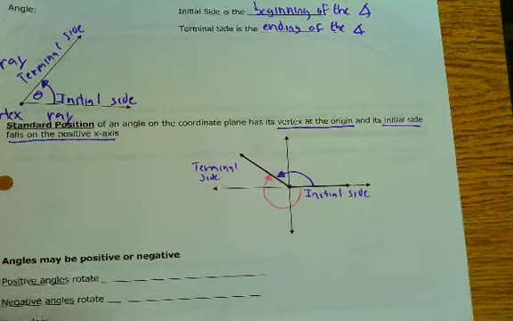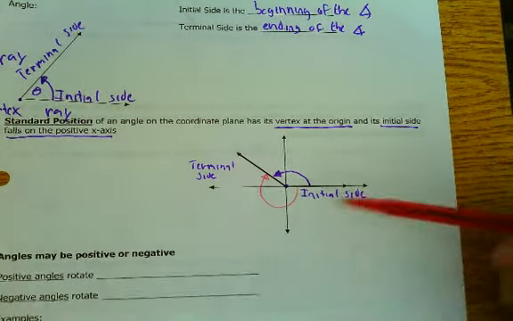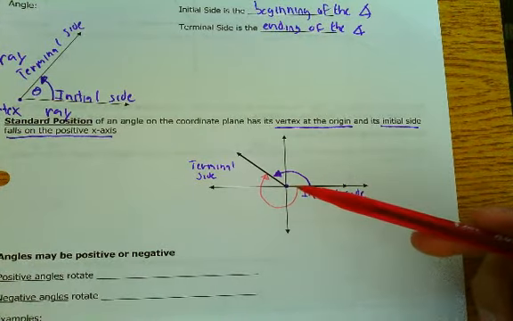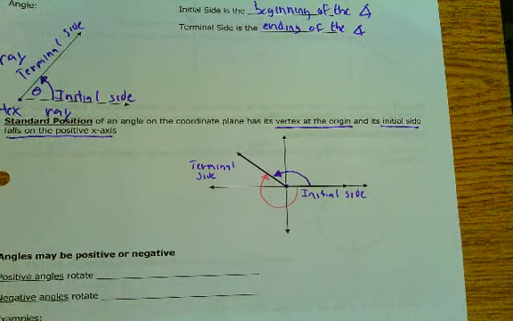Can I go in that direction? Am I starting at the initial and going towards the terminal? So I can actually go in any direction. My question to you is, how in the world am I going to differentiate, like if I say go 100 degrees, if I'm rotating clockwise or counterclockwise? Okay? And the answer is the following.